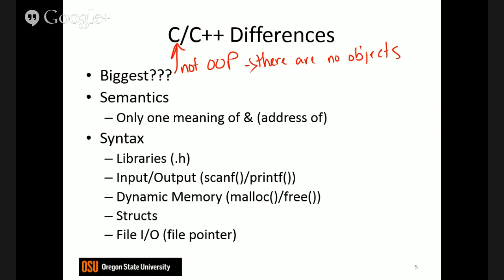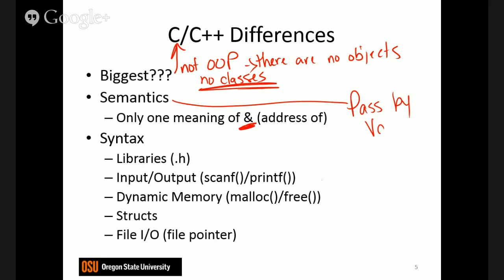Semantic-wise, this means no classes, guys. No classes. The biggest difference between C and C++ is that the ampersand does not have two meanings like it does in C++. It has one meaning and one meaning only, meaning address of. This means that the semantic difference between these two languages is that in C++ we have the ability to pass by value or pass by reference. In C, you only get pass by value.